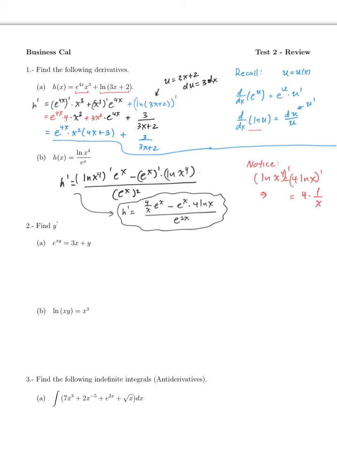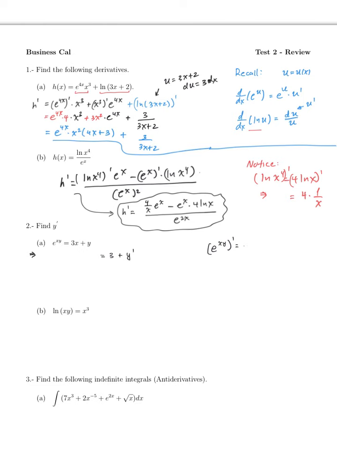In number 2, we need to use implicit differentiation to find the derivative. The right side is actually pretty simple to do, so let's do that first. The derivative of 3x is just 3, and the derivative of y, remember, is just y prime. Okay. The one that is a little bit tricky is this, e to the xy.